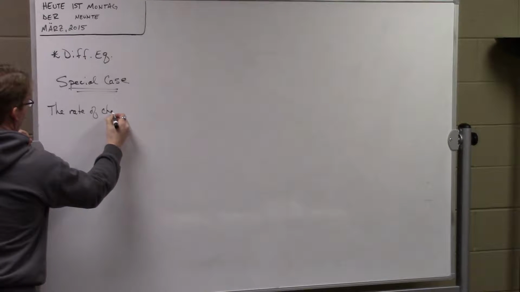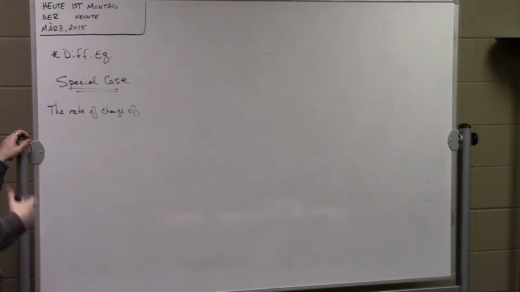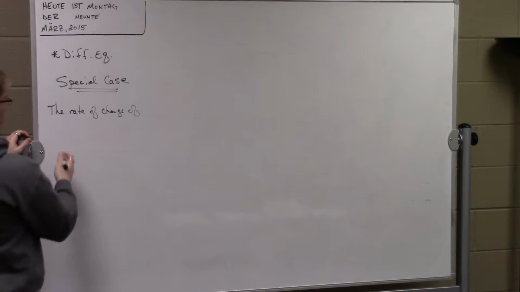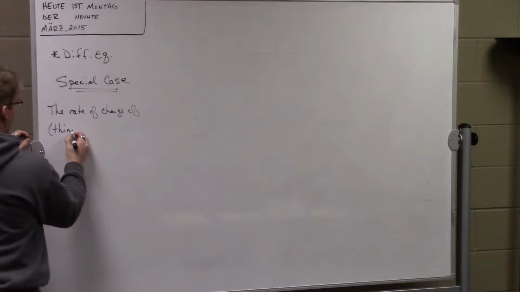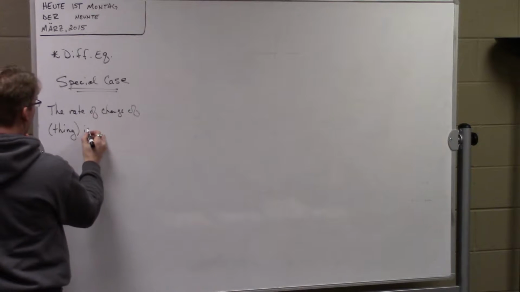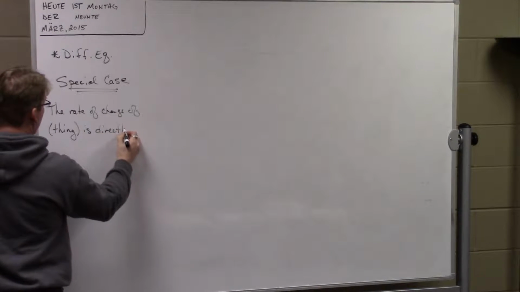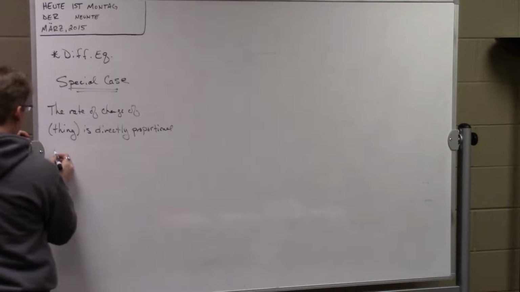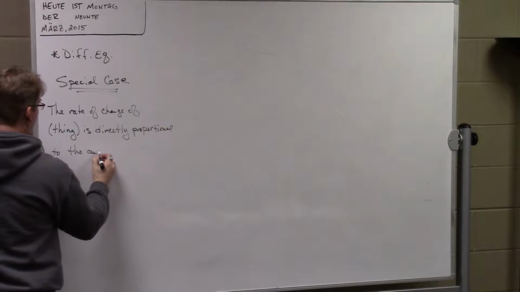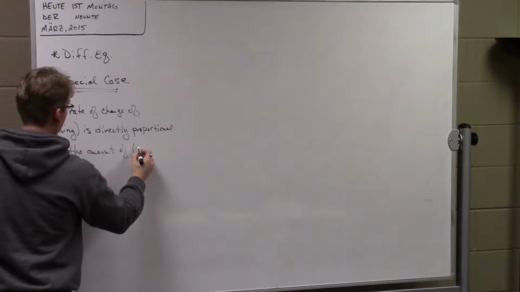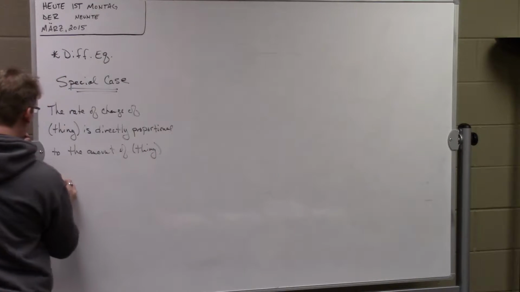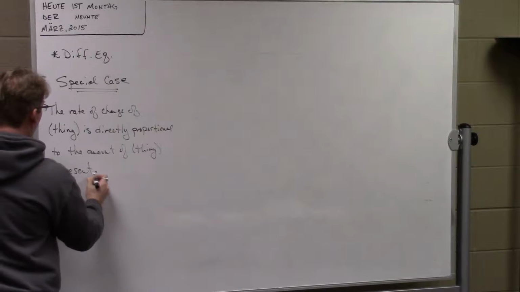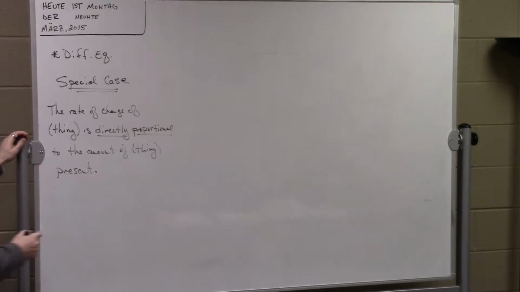All right, the rate of change of, and then they would insert something, so population, cost, whatever. So the rate of change of thing, whatever that thing happens to be, is directly proportional to the amount of thing present. Okay, those keywords: directly proportional to the amount of whatever that thing is present.